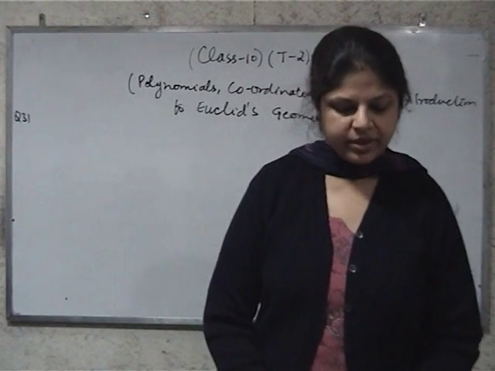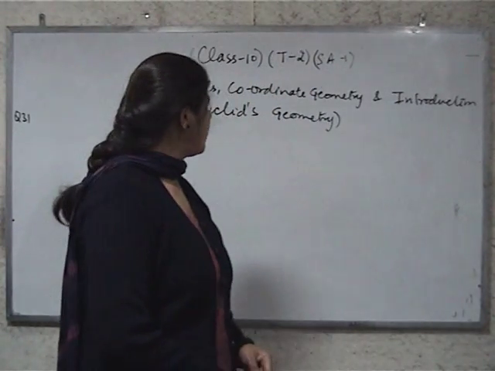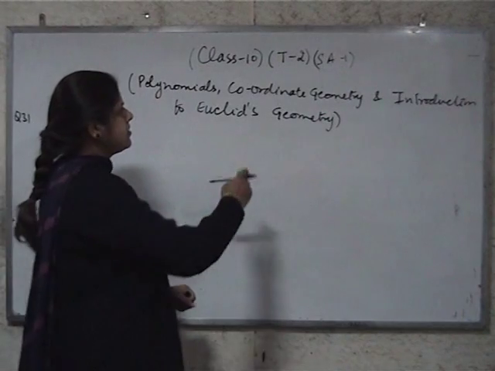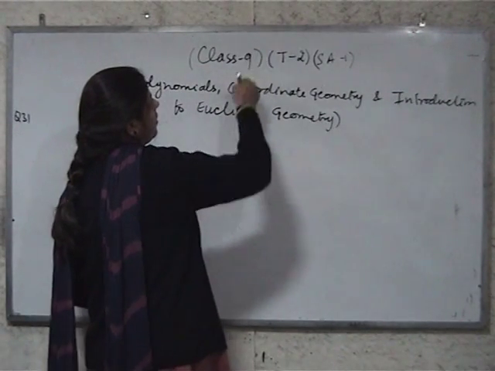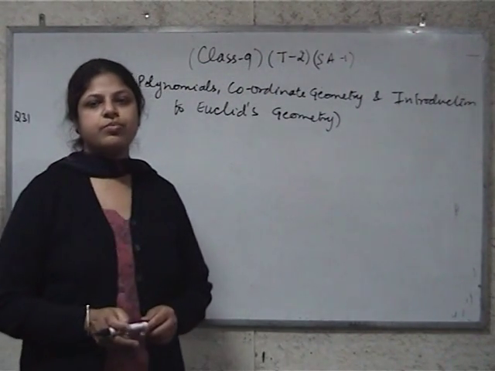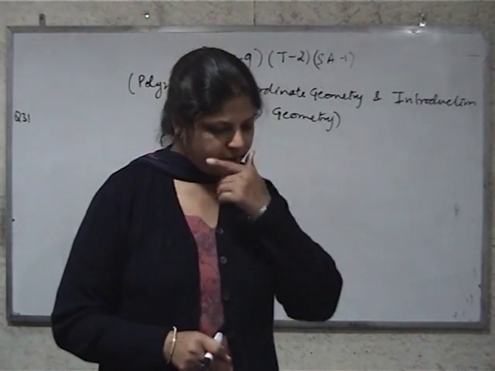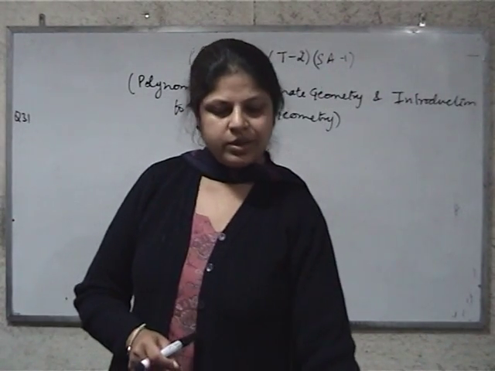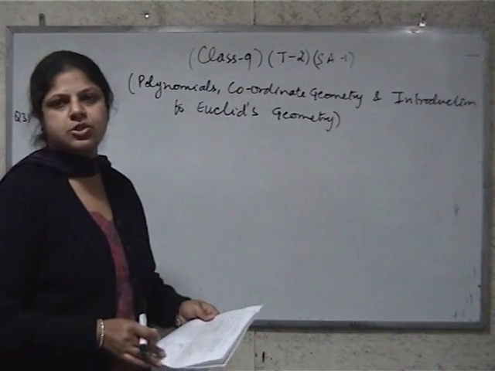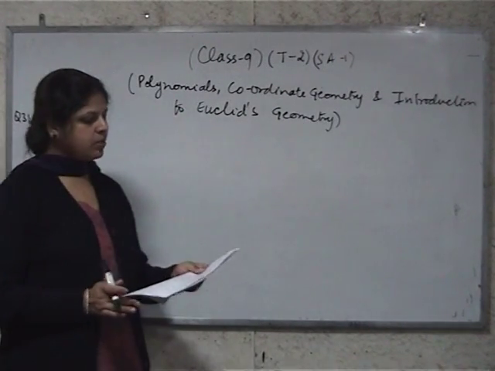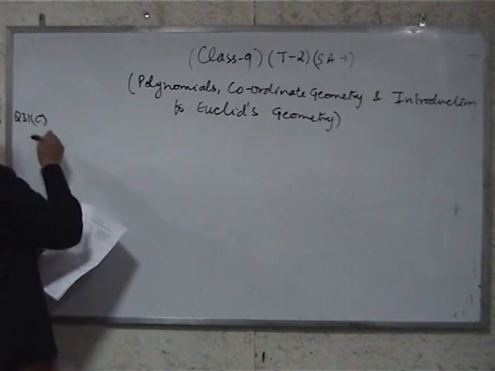Hello students, we are here to discuss the test of class 9 T2, that is from essay 1, and the topics covered in this are polynomials, coordinate geometry and introduction to Euclid's geometry. Here the first question number 31, and answer for this is C.